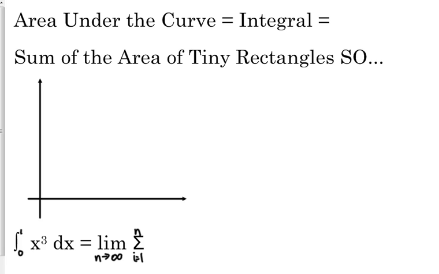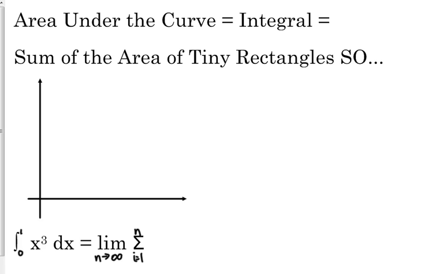If you remember, the more rectangles we had, the closer to the actual area we were, the less of an over or an under approximation. When we have more rectangles, we could get them closer to the curve.